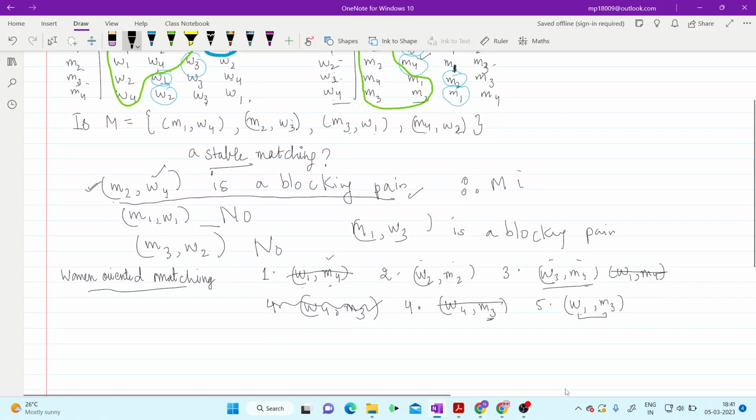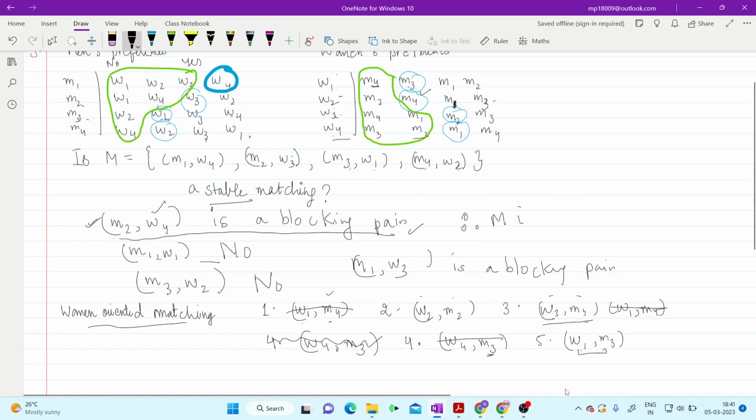Now also there is one more woman who is free. So we'll look at W4. W4 went to M3. The next preference for W4 is M1 only, no? M2.